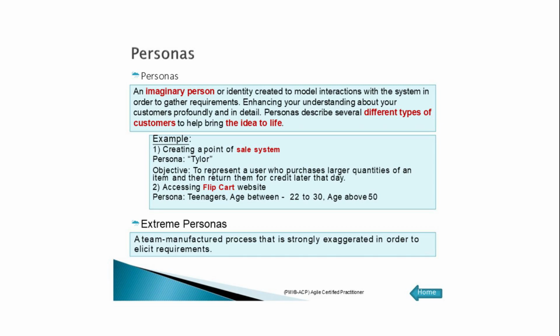An imaginary person or identity is created to model interactions with the system in order to gather requirements, enhancing your understanding about your customers profoundly and in detail. Personas describe several different types of customers to help bring the idea to life. For example, creating a point-of-sale system involves understanding the persona of a Tyler, a teenager who uses the system for credit later that day. Extreme personas are also considered to ensure requirements are met.